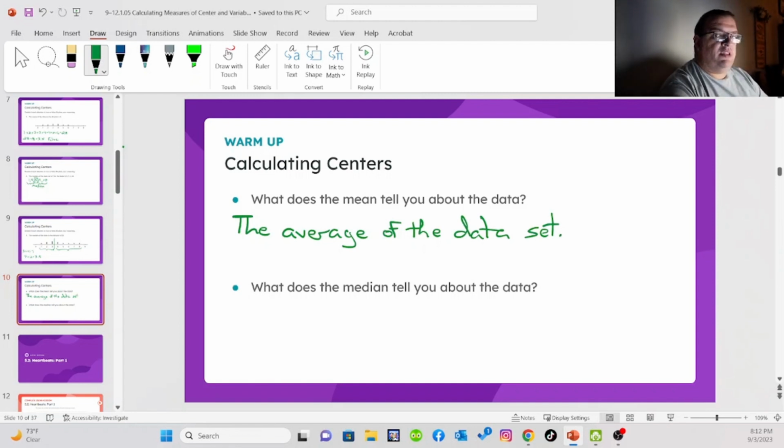The problem sometimes with reporting the mean or the average is that really high values or really low values can pull the average towards that outlier. And we'll talk about outliers in a later lesson. Okay, so it does not divide it directly in half, it tells you the average value. So our next question says, what does the median tell you about the data? Take a moment to talk to those around you, and then we'll go over the answer as a class.